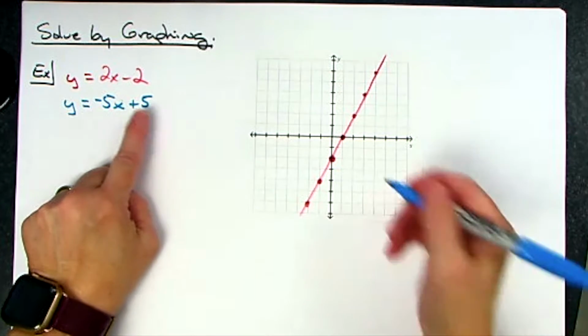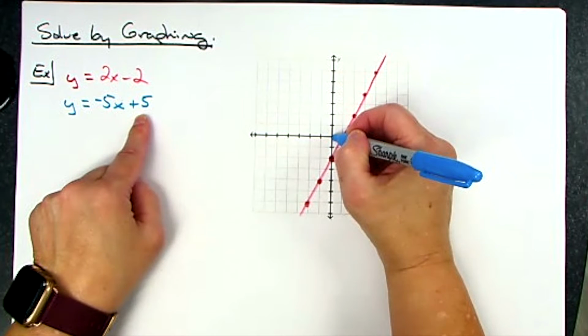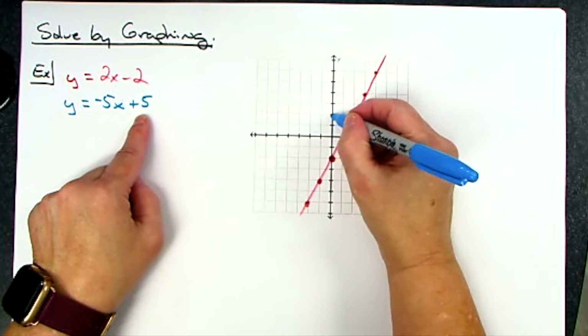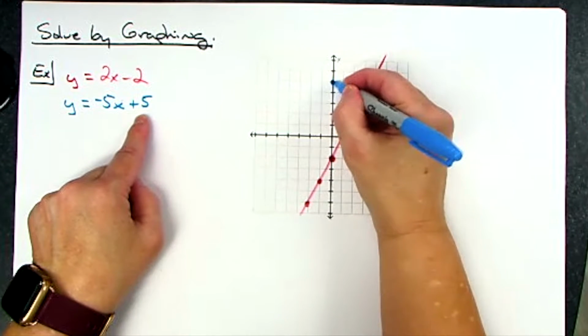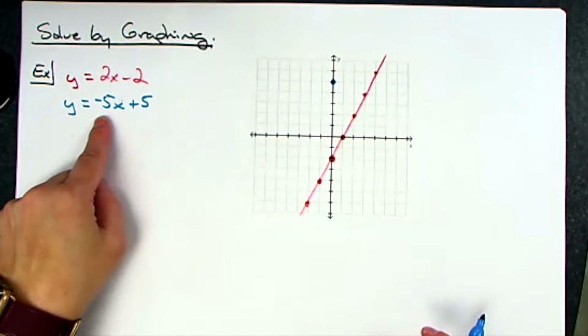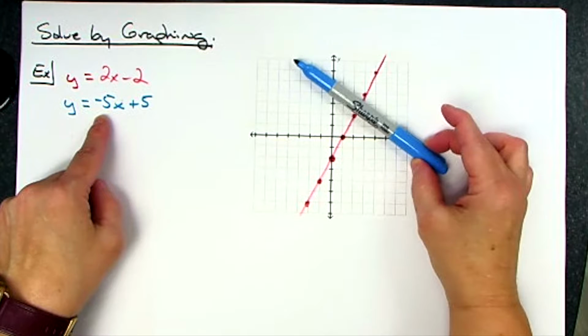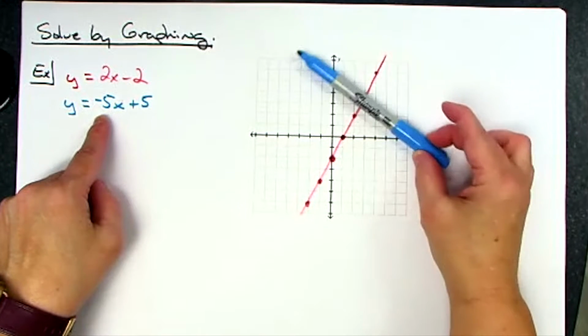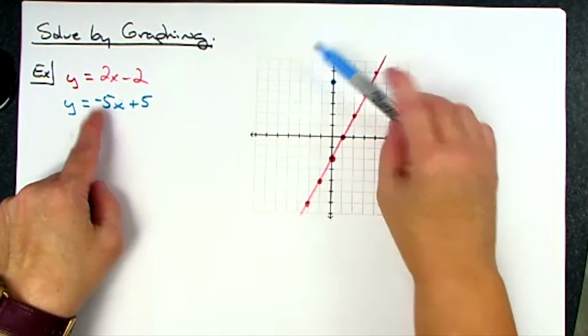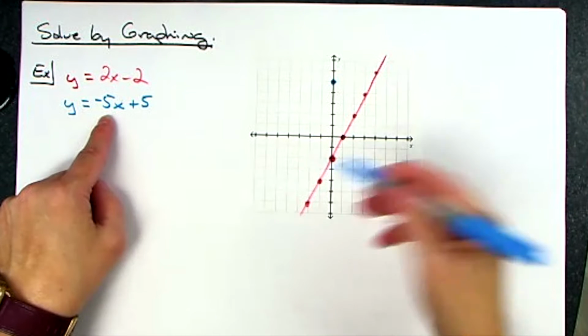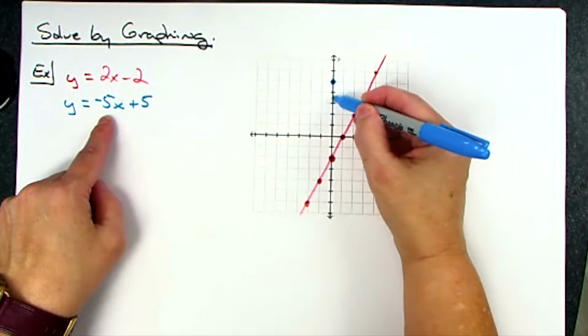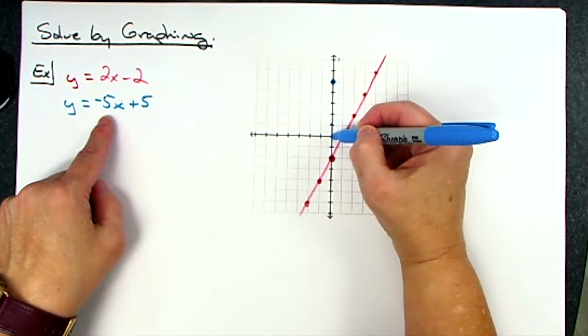Okay, so let's go to the blue line. The y-intercept is 5, so I have to go up to 5 on the y-axis: 1, 2, 3, 4, 5. And then I have a slope of negative 5. On a negative slope, I know it's got to go this direction, so I'm going to choose to go down 5 and to the right 1. So 1, 2, 3, 4, 5, and then to the right 1.